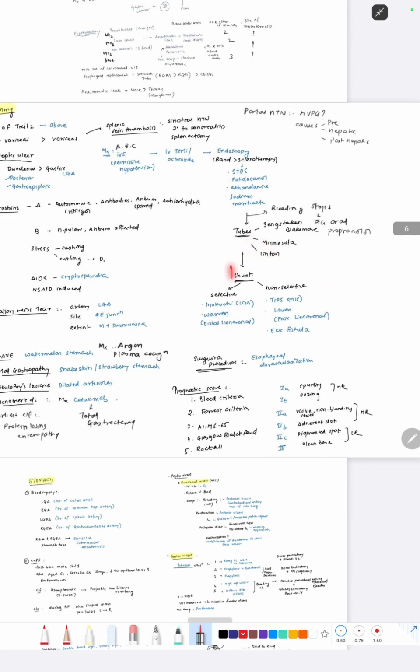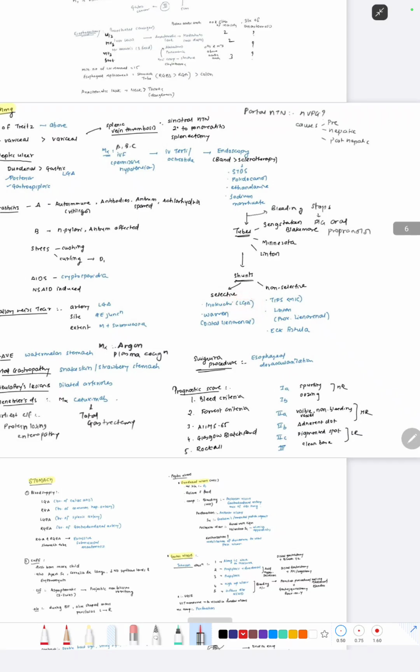Now the shunt: there can be selective shunt or non-selective shunt. The selective shunts are given by the mnemonic SIW. I stands for Inokuchi shunt, which is based on the left gastric artery, and the Warren shunt, which is based on the distal splenic artery.